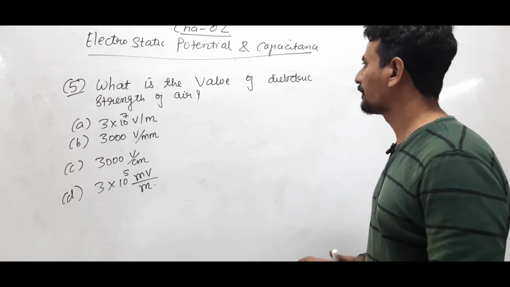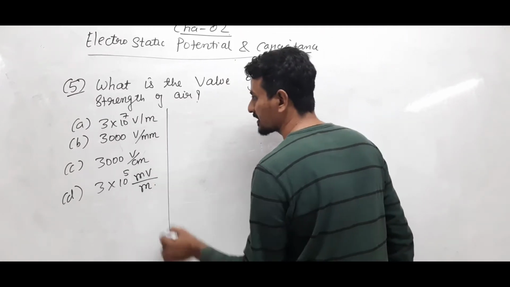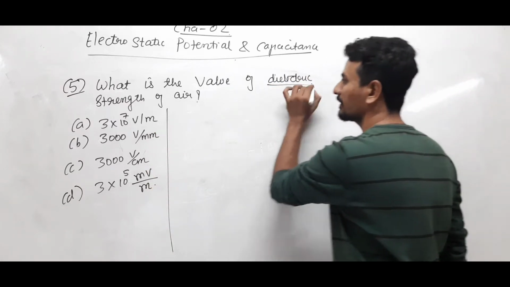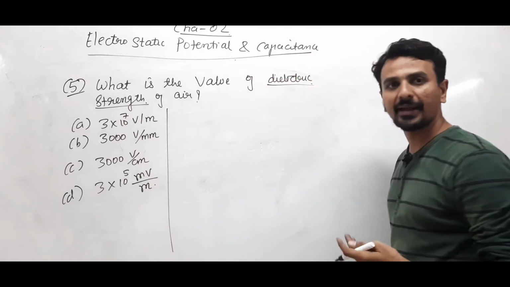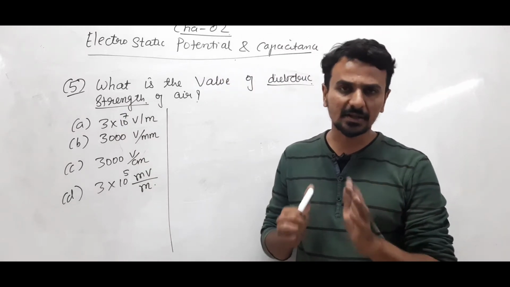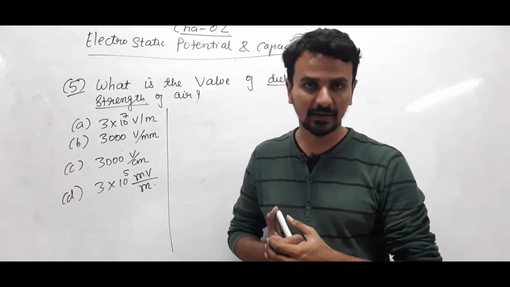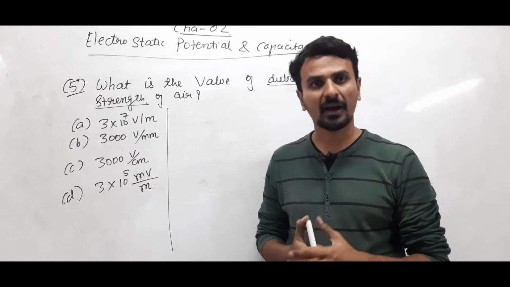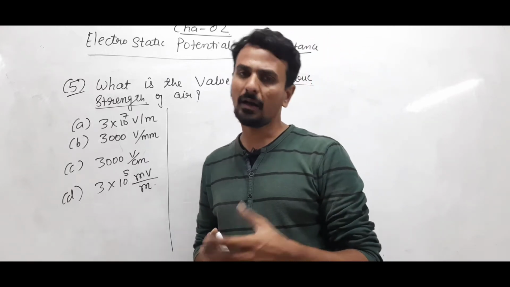What is the value of dielectric strength of air? This same question was asked in your board MCQ. First of all, dielectric means insulator. Air behaves as an insulator up to certain values of electric field, right? Up to a maximum value of electric field, air will behave as an insulator. After that, air will be a conductor.